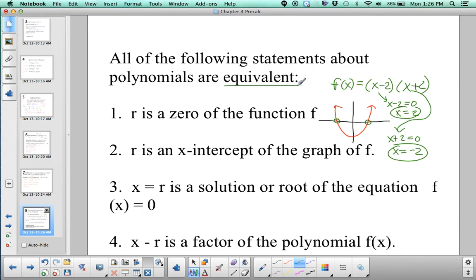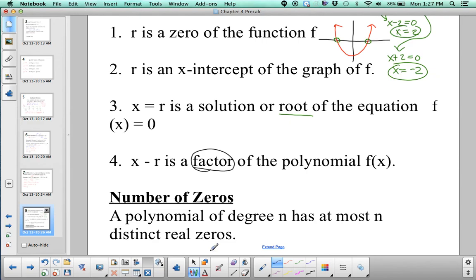X equals r is also a solution or a root to the equation. So another name for a 0 is the root. And x minus r is a factor of the polynomial. So while negative 2 and 2 are zeros, x minus 2 and x plus 2 are what we call factors of the polynomial.